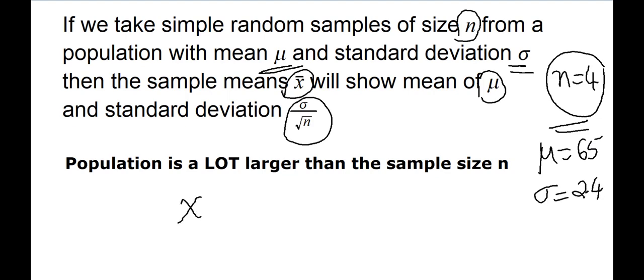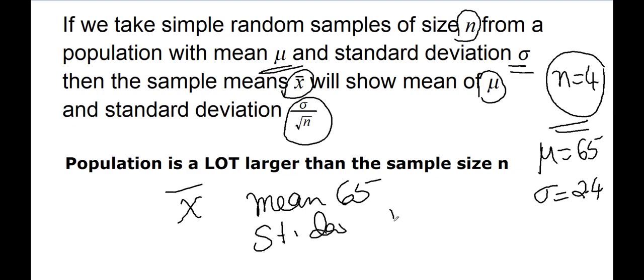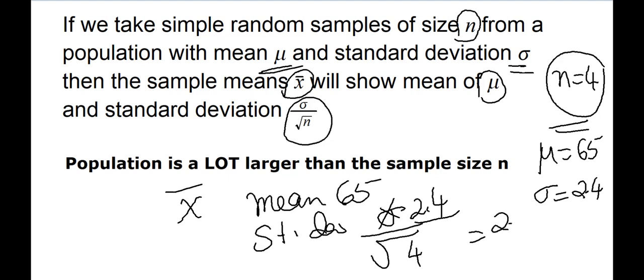So when we looked at the distribution of x bars, we saw that the mean stays as 65 units, but the standard deviation gets reduced by a factor of 1 over square root of n. By this we mean 2.4 over the square root of 4, so that's 2.4 over 2, that is 1.2.